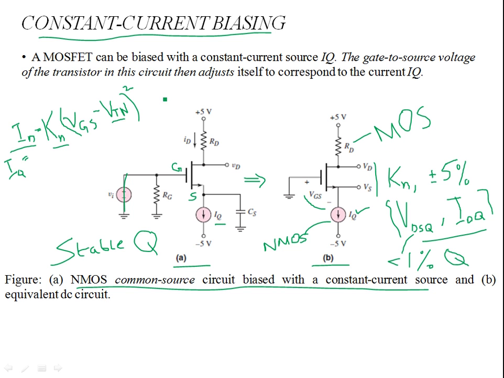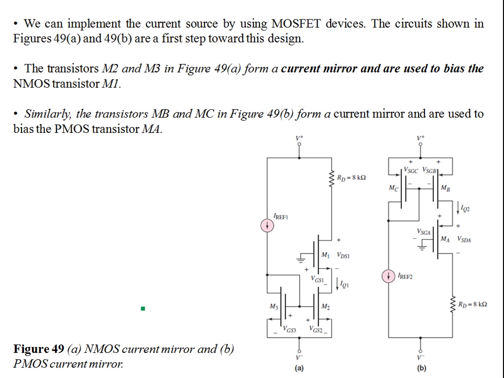So everything is based on MOSFET. Everything is transistor logic. A MOSFET can be biased with a constant current source IQ, and then the gate to source voltage of the transistor in the circuit has to adjust itself to the corresponding current IQ. Once it is adjusted, then due to the variation of conduction parameter Kn, you don't have any variation in VDS or IQ, which is set by the constant current. To understand how this biasing is done, let's first consider this NMOS current mirror. In part A you have this NMOS current mirror for an NMOS M1 device. So this is an NMOS device.